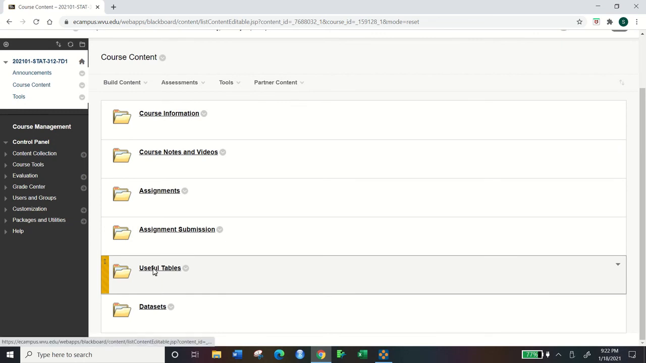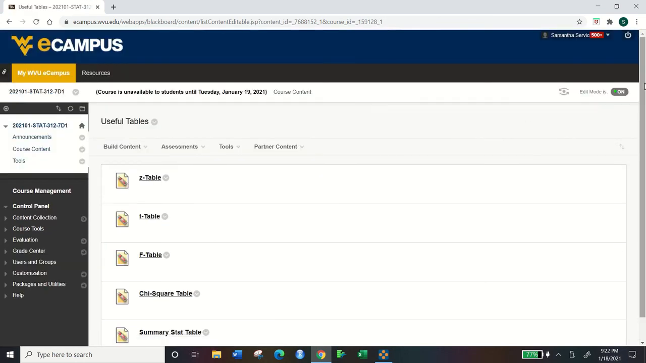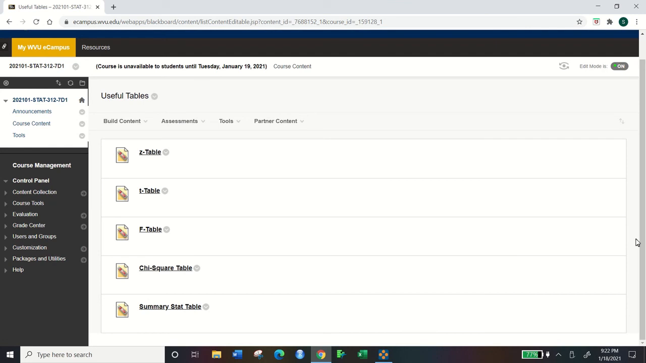And 2 more folders I want to go over. Useful tables. Part of this course is being able to complete statistical analysis both using statistical software and by hand. When you're having to do things by hand, you often need use of some sort of table. Some of these should be familiar to you, such as the Z table or the T table. We will be using them in this course, and here they are located for your viewing needs. You will have access to these, of course, during your exams.